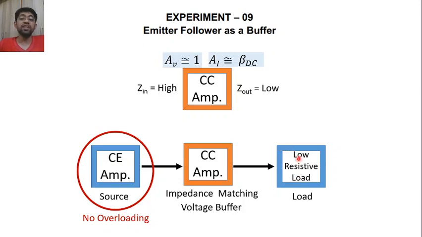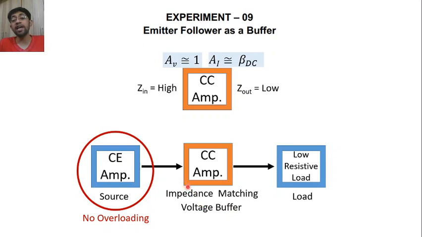So in that sense, there will be no loading effect on the source, and this CC amplifier also performs the function of impedance matching. At the same time it works as a voltage buffer, and it also increases the current driving capability of the source so that the source is no more overloaded. So in this way the CC amplifier is very useful in increasing current capability and also impedance matching.